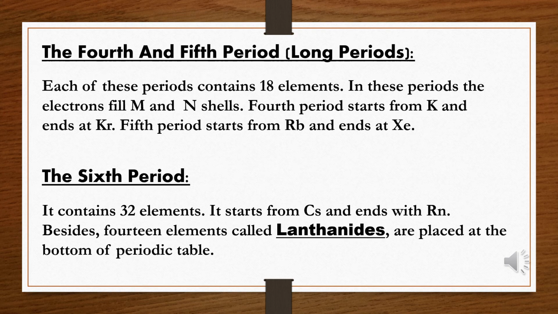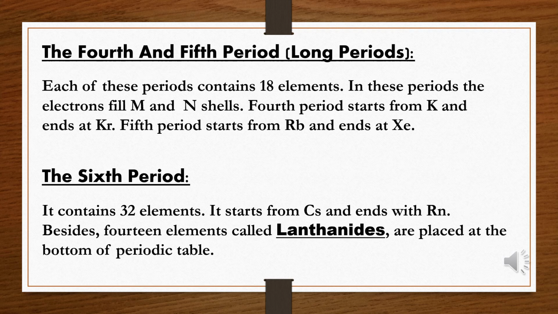The fourth and fifth periods, long periods. Each of these periods contains 18 elements. In these periods, the electrons fill the M shell and N shell. You can see that as we move towards more periods, the number of electrons increases, and so the electrons need more orbits or shells, and these shells are M and N here in the fourth and fifth periods. The fourth period starts from potassium and ends at krypton. The fifth period starts from rubidium and ends at xenon.